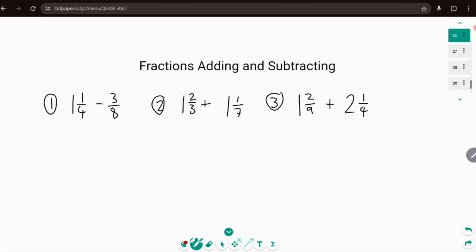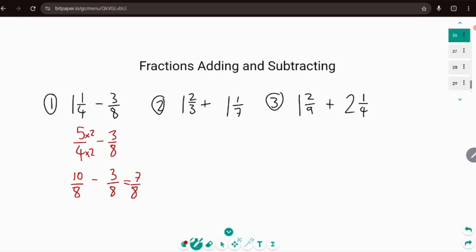So let's change this to an improper fraction first. 1 times 4 is 4, add 1 is 5. So you've got 5 quarters minus 3/8. Our lowest common multiple of 4 and 8 is actually 8, so we can leave this as 3/8. And we can change this into an equivalent fraction out of 8. 4 times 2 is 8, so we're multiplying the top by 2. 10 minus 3 is 7, so we've got 7/8.